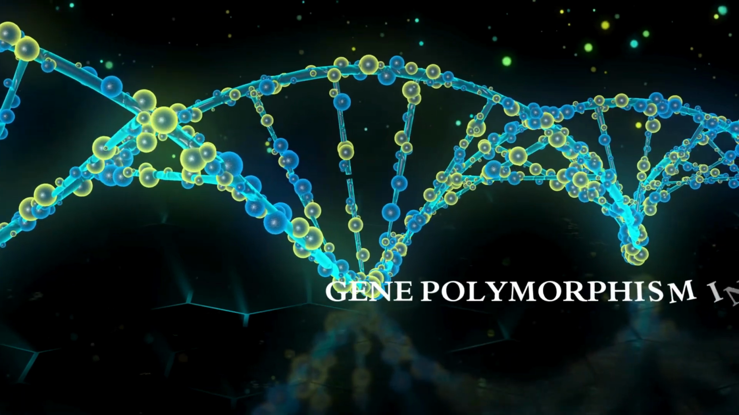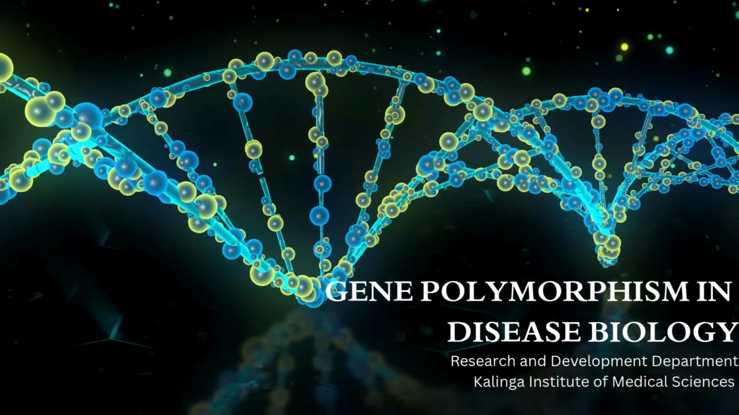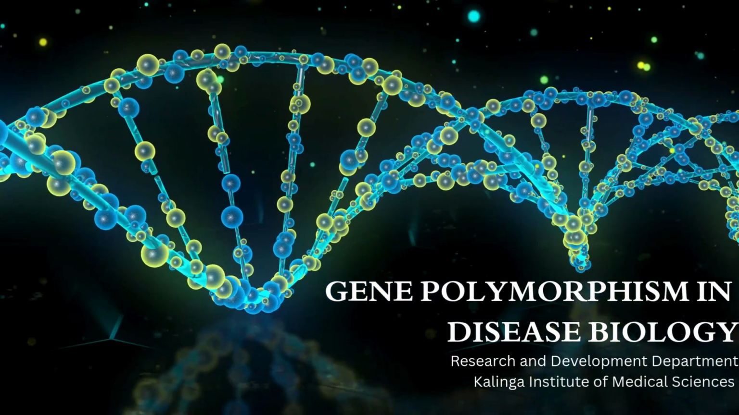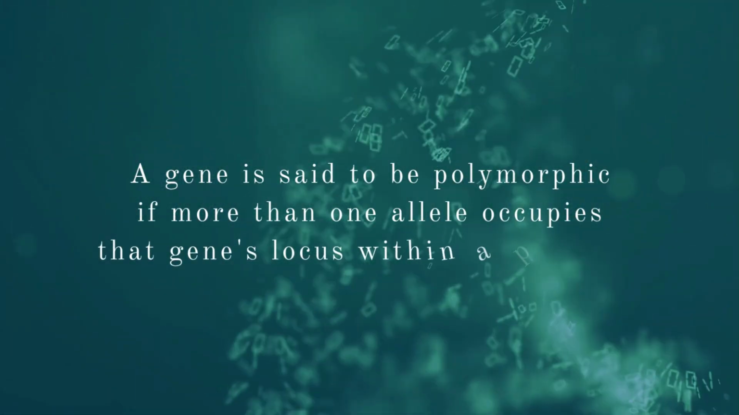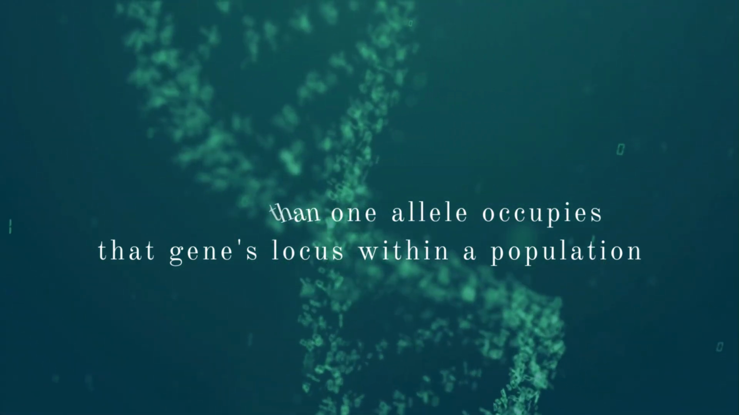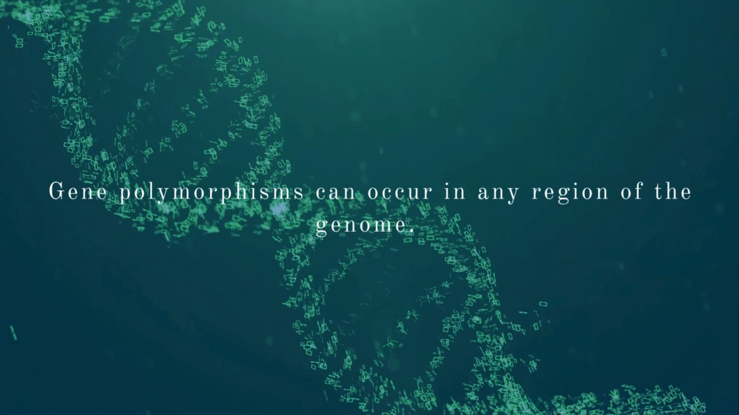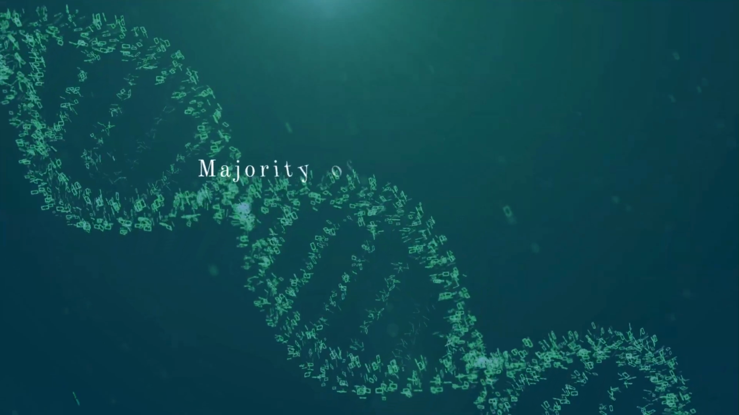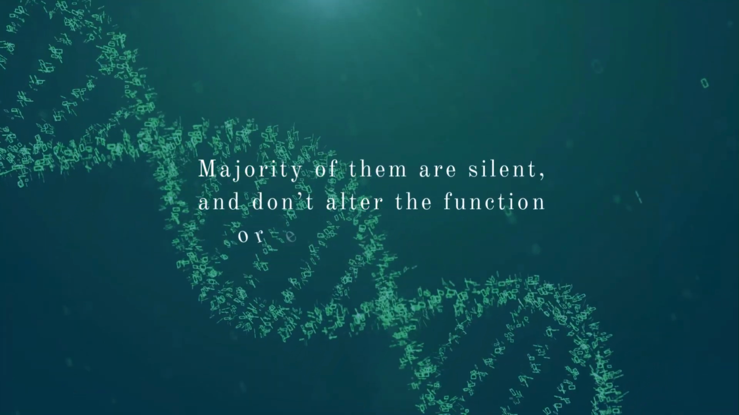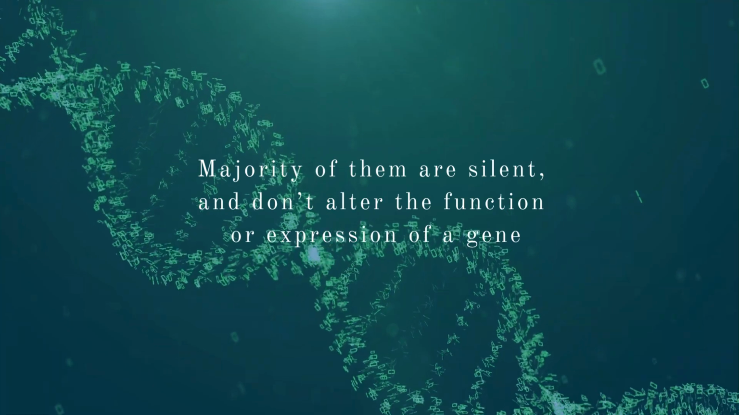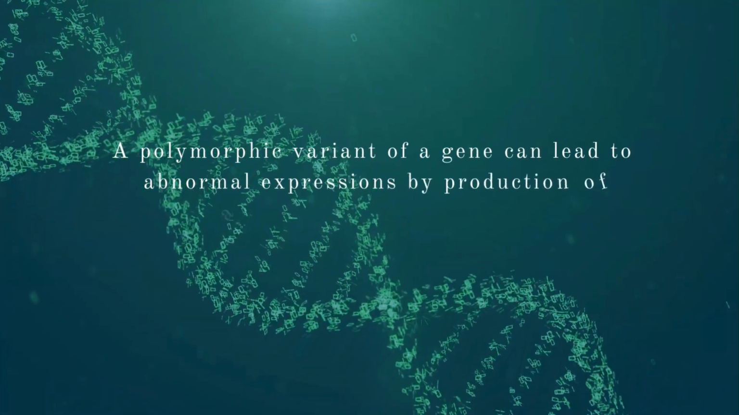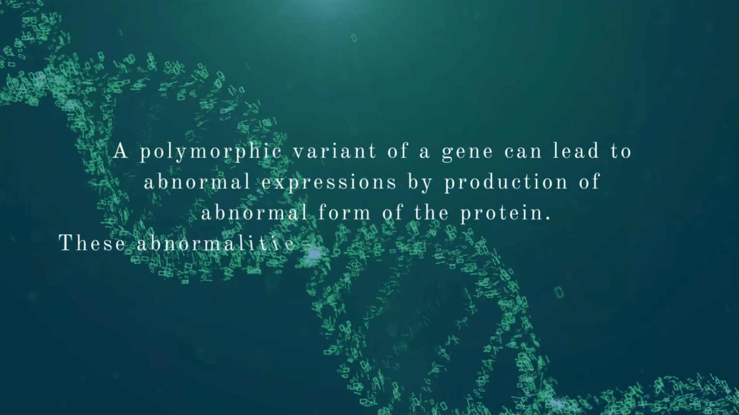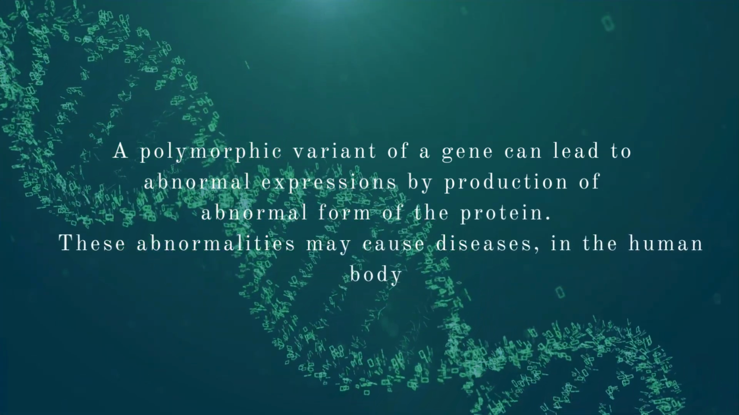Gene polymorphism in disease biology. A gene is said to be polymorphic if more than one allele occupies that gene's locus within a population. Gene polymorphisms can occur in any region of the genome. The majority of them are silent and don't alter the function or the expression of a gene. A polymorphic variant of a gene can lead to abnormal expression by production of an abnormal form of the protein. These abnormalities may cause diseases in the human body.